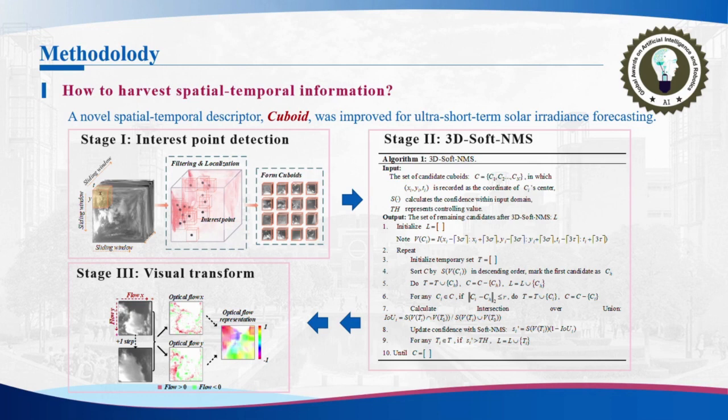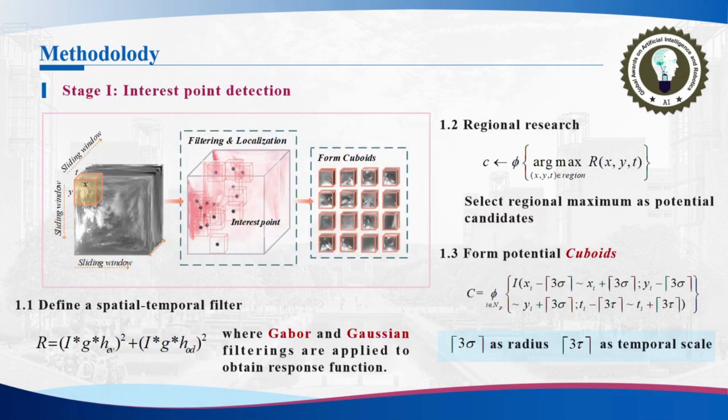The second, considering that the selected candidates have a lot of redundancy, we use a 3D soft non-maximum suppression algorithm to filter out unnecessary candidates. And the third part is the visual transform. We use Farneback optical flow calculation to extract dynamic features from the raw sky image sequence. The first stage, obviously, is interest point detection.